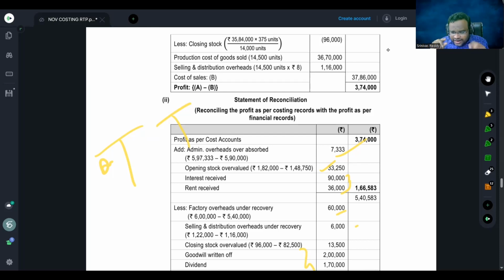Next, under absorption or over absorption of overheads. Either it could be factory, administration, or selling and distribution overheads. Because in financial accounts, we take the exact amount. In cost accounts, we go by an absorption basis. That would be the reason for variation.